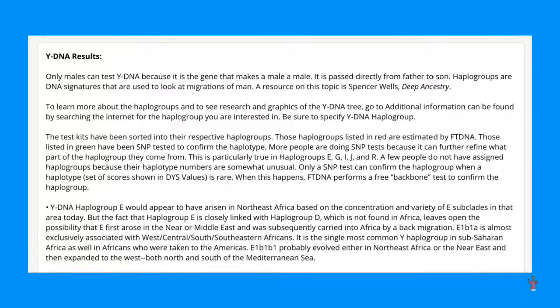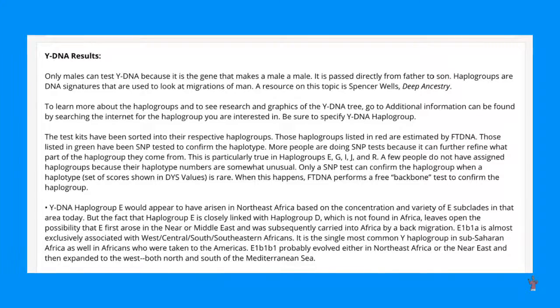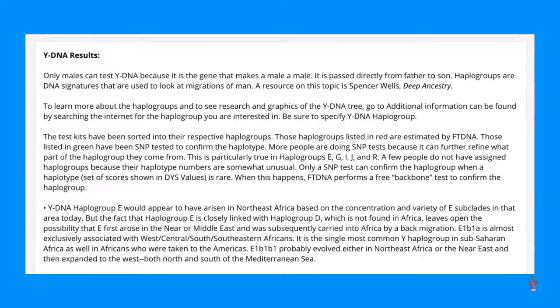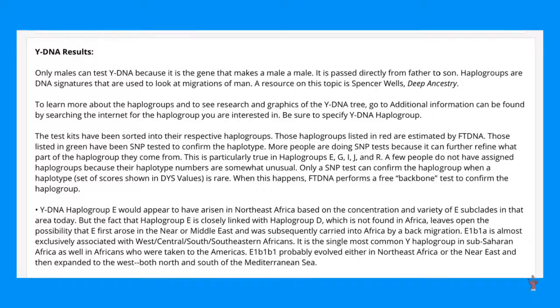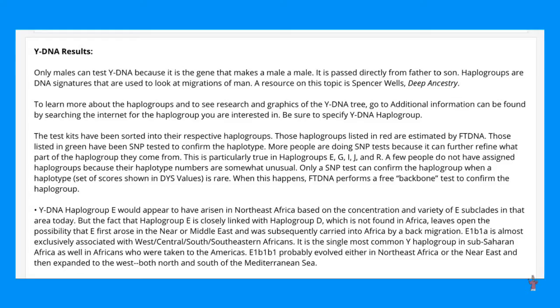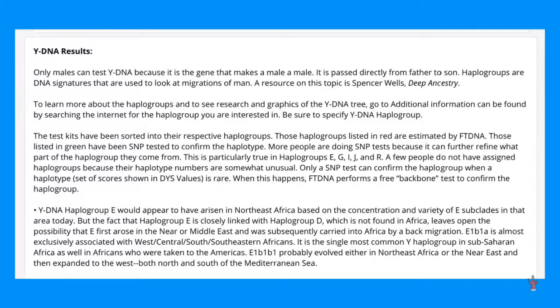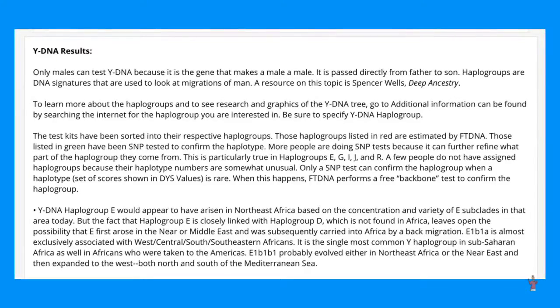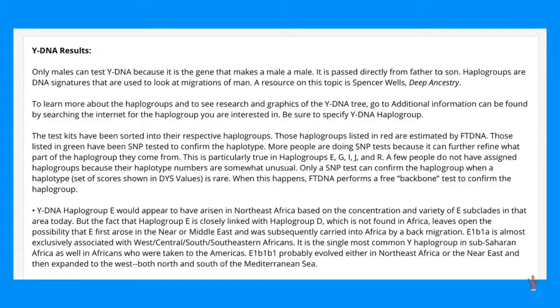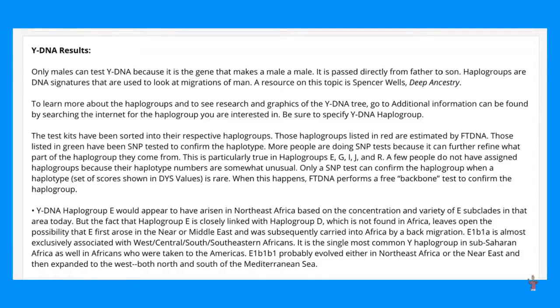E1b1a is almost exclusively associated with West, Central, and Southeastern Africans. It is the single most common Y haplogroup in sub-Saharan Africa, as well as in Africans who were taken to the Americas. E1b1b1 probably evolved either in Northeast Africa or the Near East and then expanded to the west, both north and south of the Mediterranean Sea.